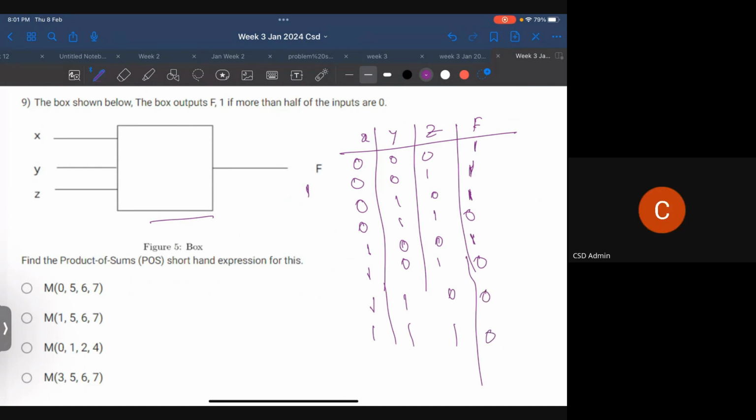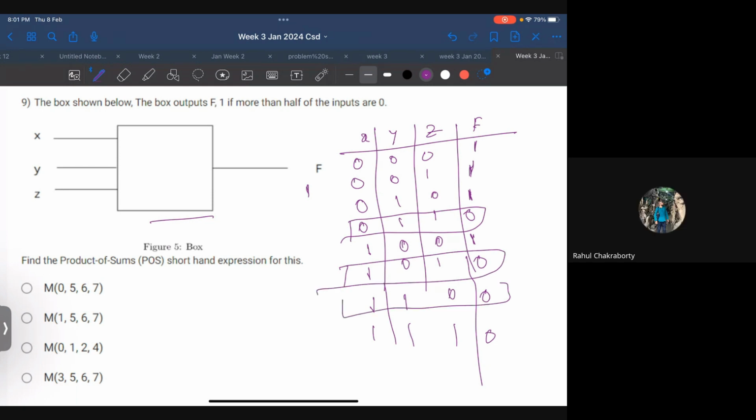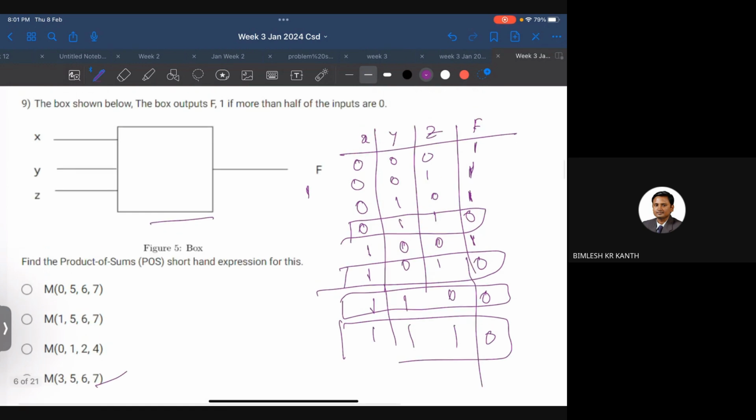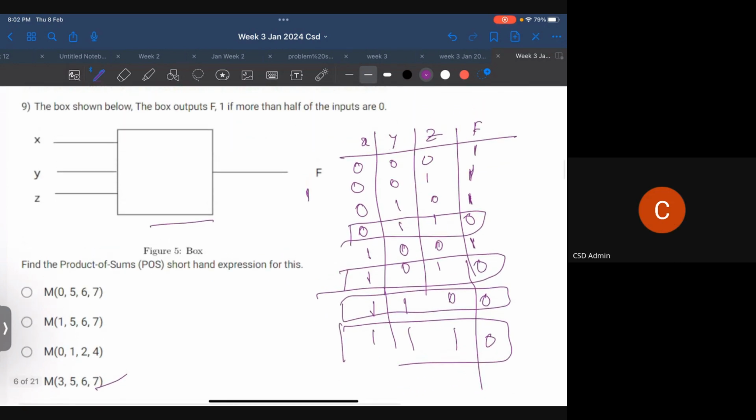Now you have to find the POS. For POS we take the 0 part, so it will be 3, 5, 6, 7. If it was SOP, it would have been 0, 1, 2, 4. Correct. What other question could be framed from this? It can be SOP, or we can also ask for the minimized expression.